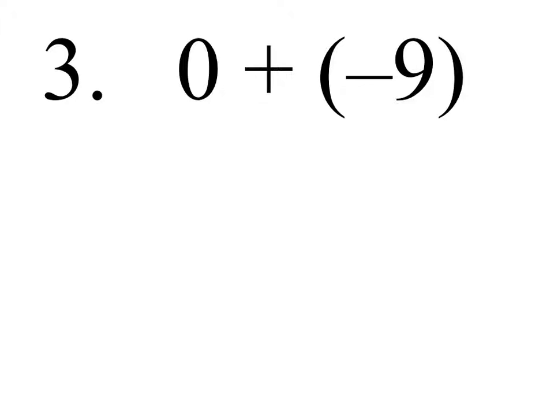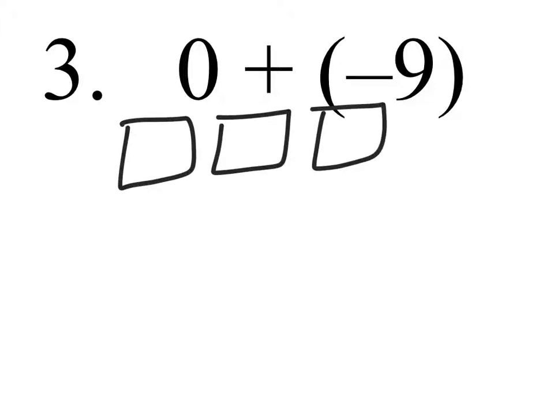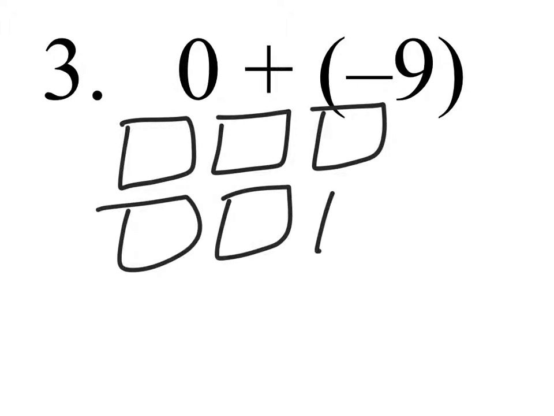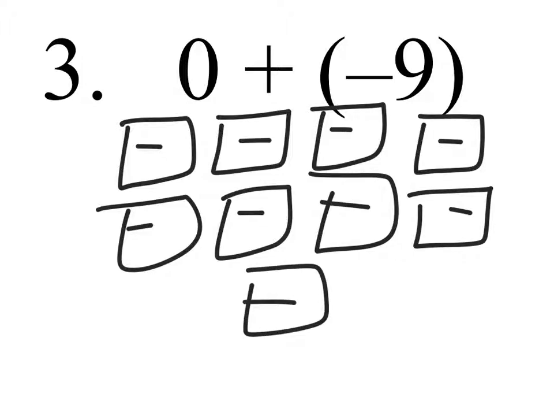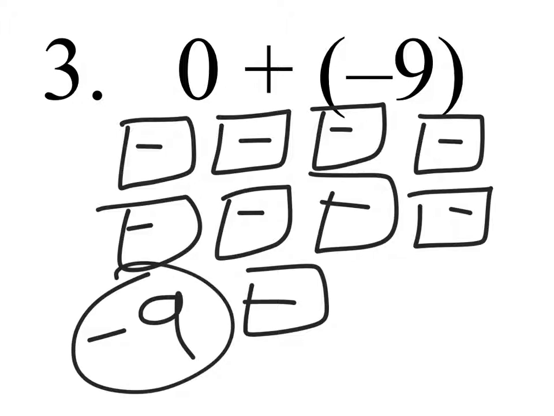Wouldn't it just be negative 9? I don't know. So we have 1, 2, 3, 4, 5, 6, 7, 8, 9 negative stuffs, blocks, whatever you want to call them. And then 0 positives, so it would just be negative 9, wouldn't it? What do you guys think? All right, the class seems to agree. It appears that it would be negative 9.